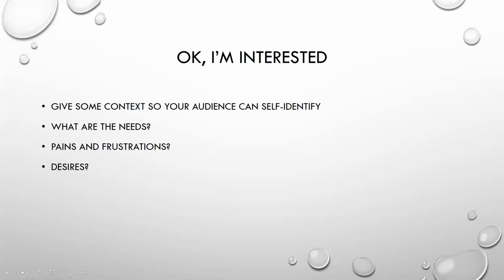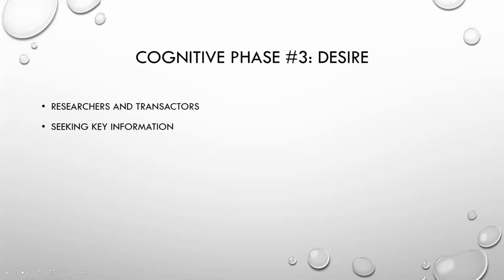Okay, so the next cognitive phase is the people who are in the desire phase. She knows she wants what you sell. This is the research phase. She's starting to read carefully now as opposed to scanning. She's seeking key information.